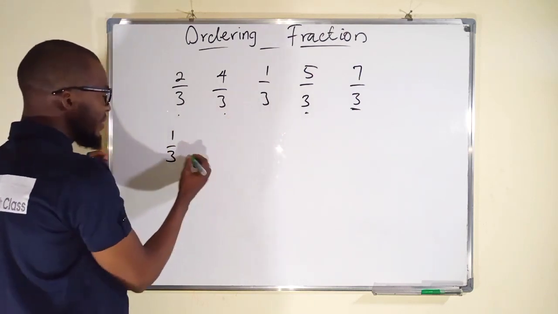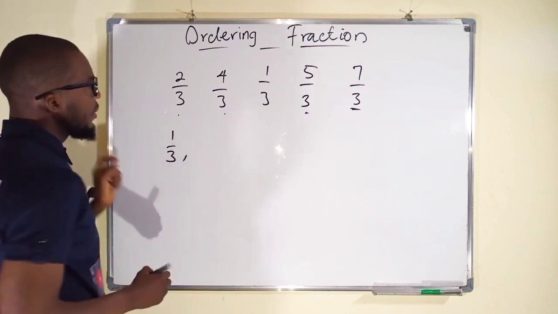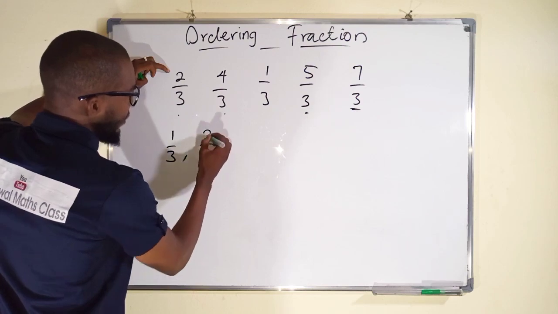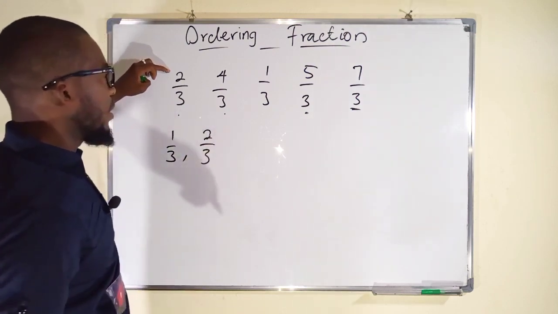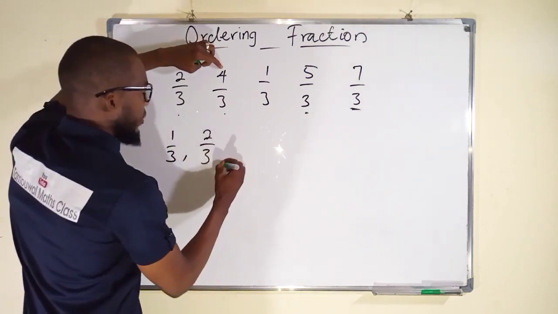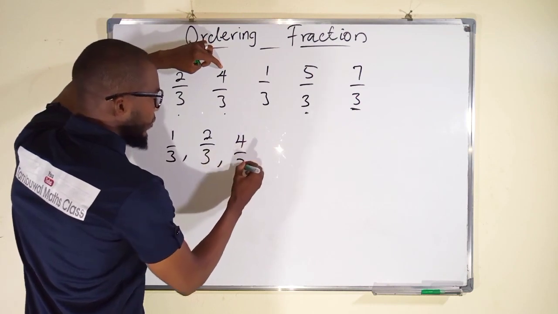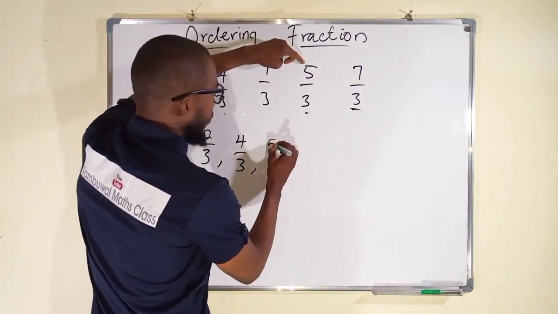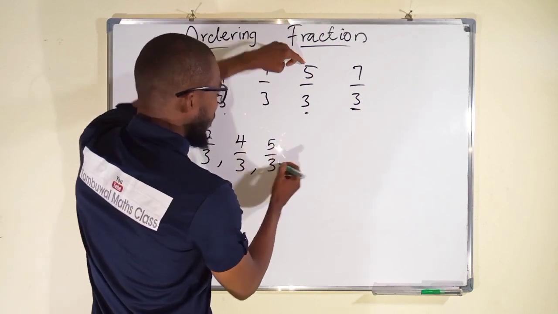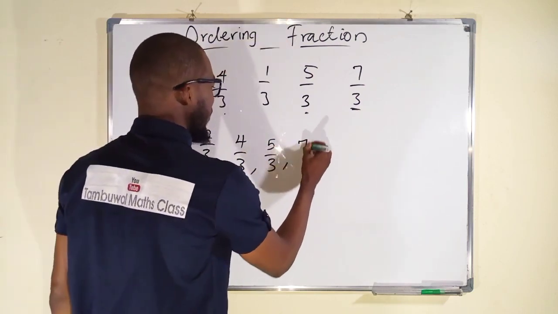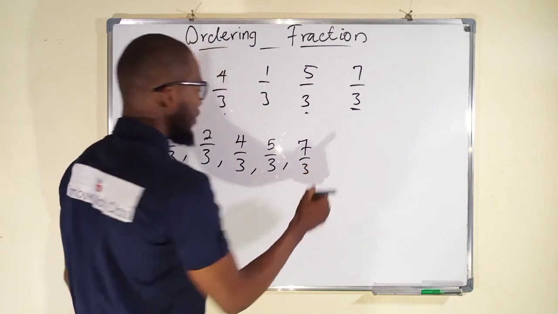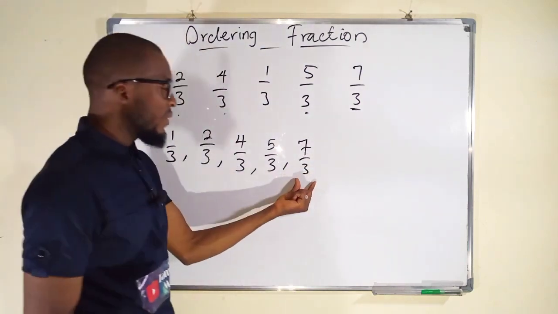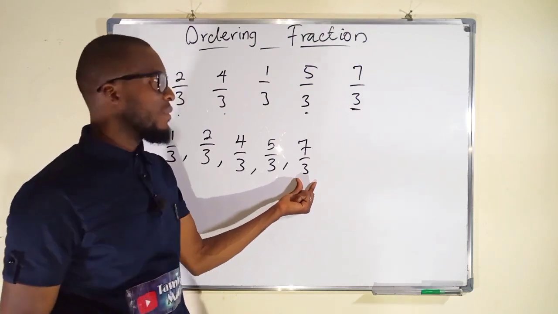1/3 is the least, followed by 2/3, then followed by 4/3, followed by 5/3, and lastly 7/3. So 1/3 is the least, while 7/3 is the biggest.